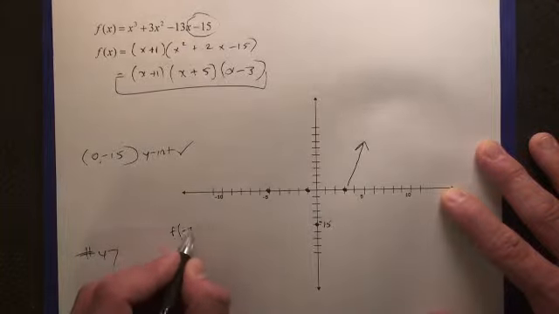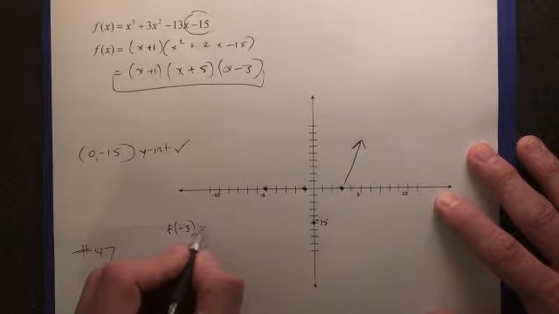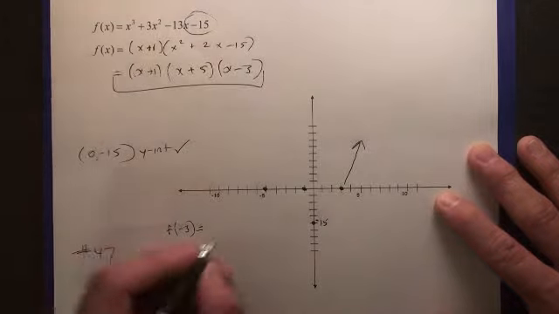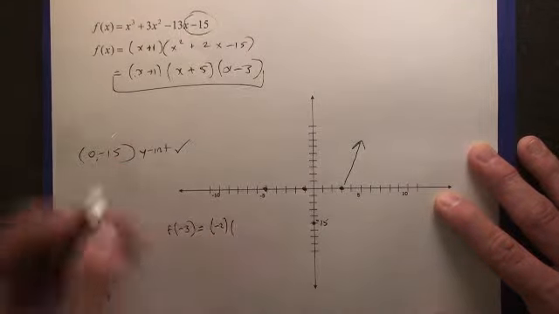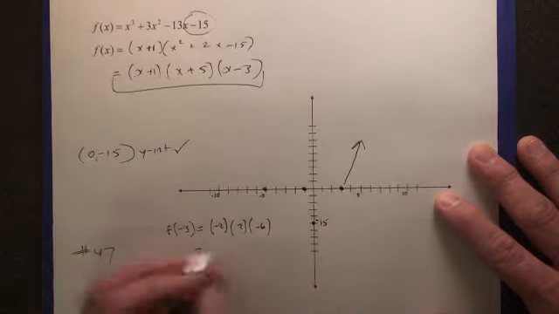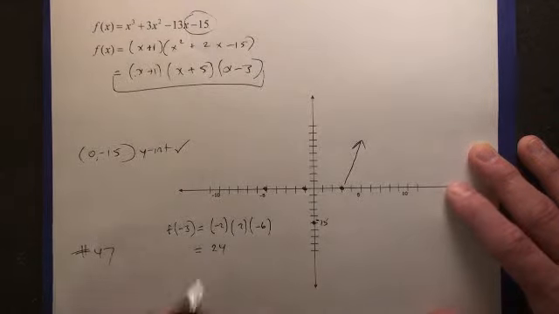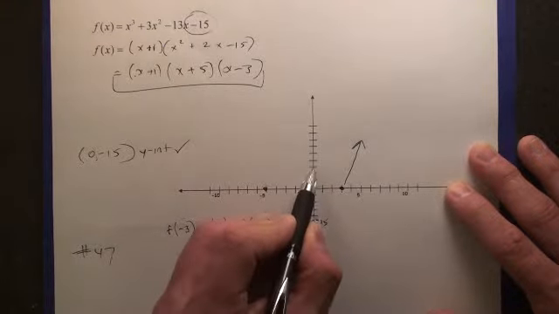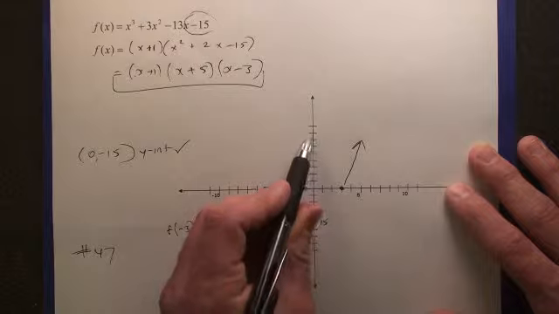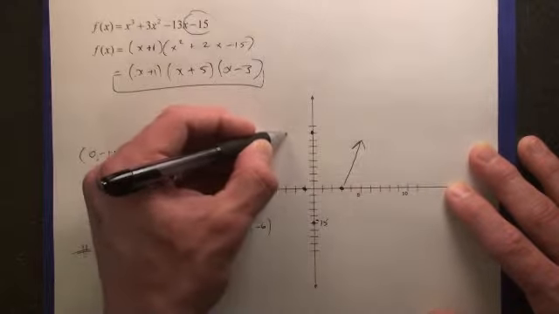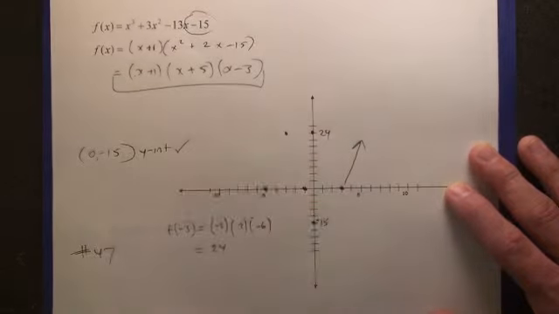So we're going to find f of negative 3. And we're going to plug that into the factored form. So f of negative 3 would give us negative 2 times negative 6. We multiply all this together, we get positive 24. So negative 3 comma positive 24. Went by 3, so 3, 6, 9, 12, 15, 18, 21, and then 24. So it would give us negative 3 comma 24.